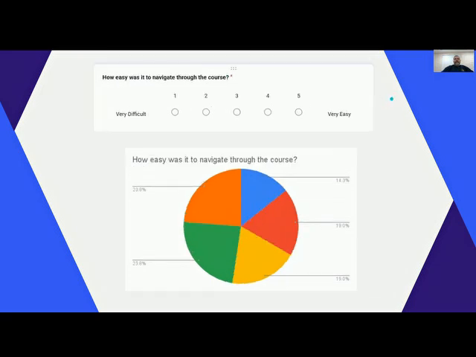My next question was, how easy was it to navigate through the course? Again, I had 1 respondent who gave me a 2, but the other 86% of my respondents gave me 4s and 5s.